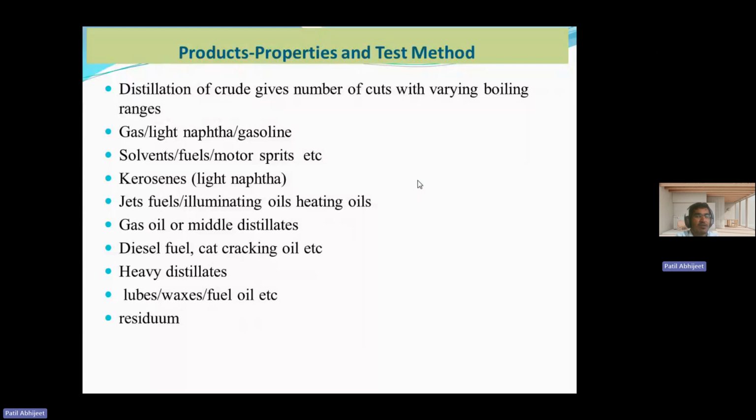So throughout this chapter, we are going to learn what the various products obtained are, how to specify a particular product, what their properties are, what the standard property range available is, and what kind of testing methods are used to specify the product. That is what we are going to learn in this unit.